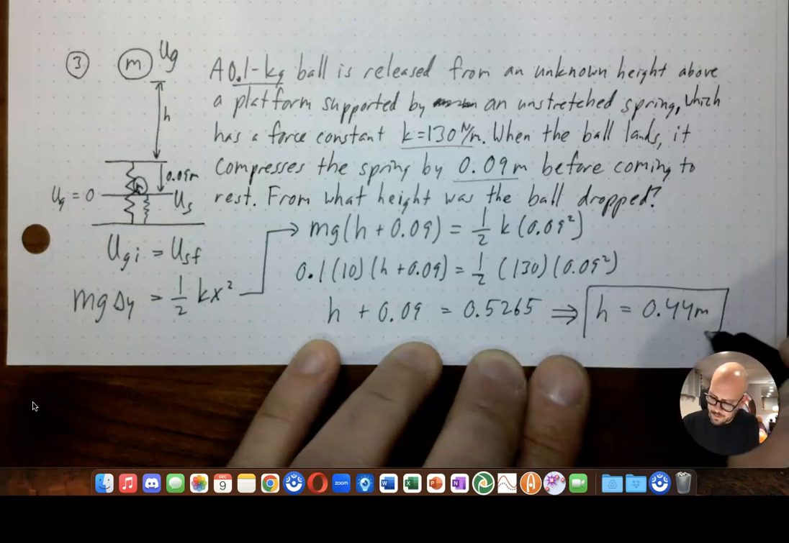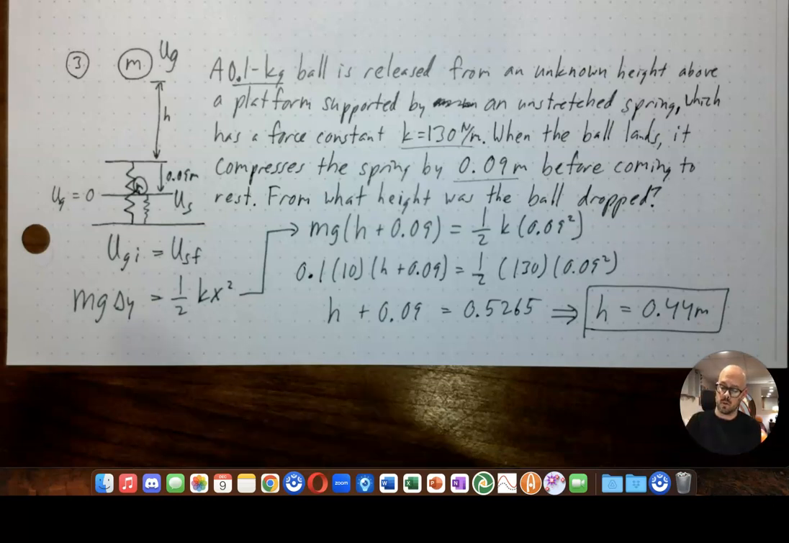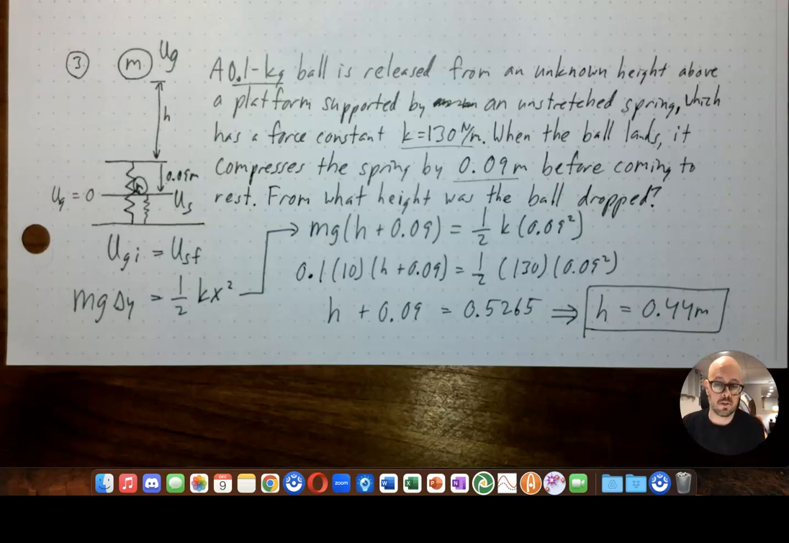So this problem, the lessons here are when things are vertical, you have to be careful about where you put zero gravitational potential energy. And if it's a spring that's oriented vertically, you have to account for, while that spring is getting compressed or stretched, the gravitational potential energy is also changing.